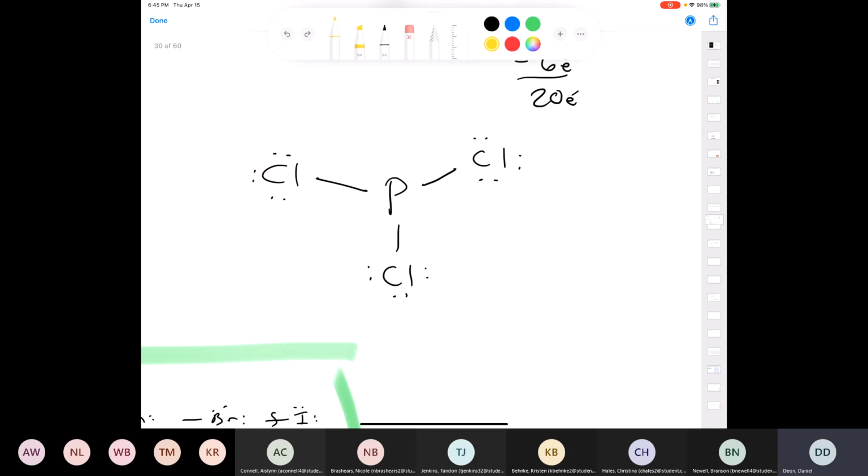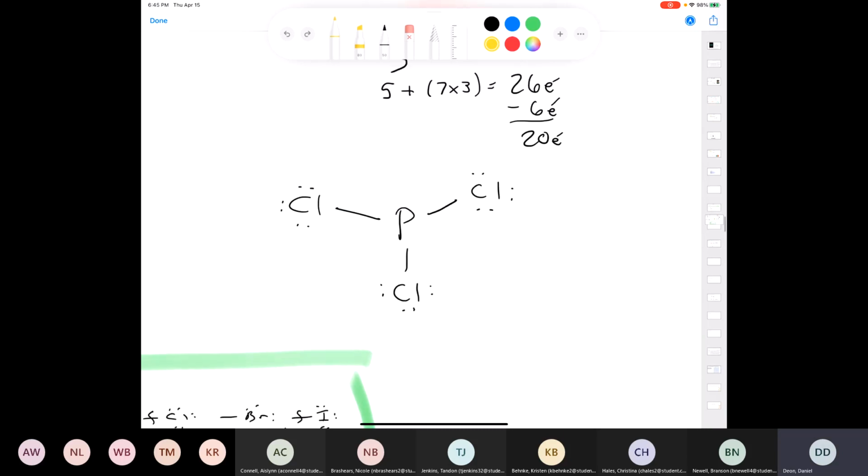Branson or anybody, where are my last 2 electrons going to go? Because I've only used up 18 more. I've got 2 electrons left. Where are they going to go? Thanks. Perfect. They're going to go on the phosphorus, aren't they? Absolutely, that's where they're going to go on our central atom. I'm going to erase some of this in the way here. Okay, there we go. Let's double check the formal charge in our phosphorus.